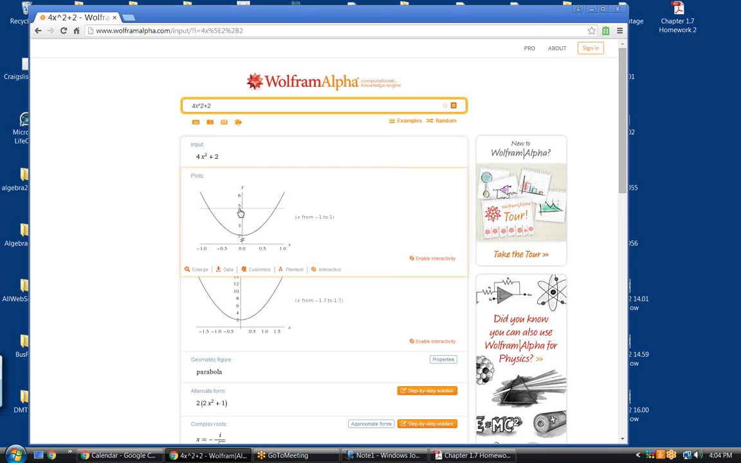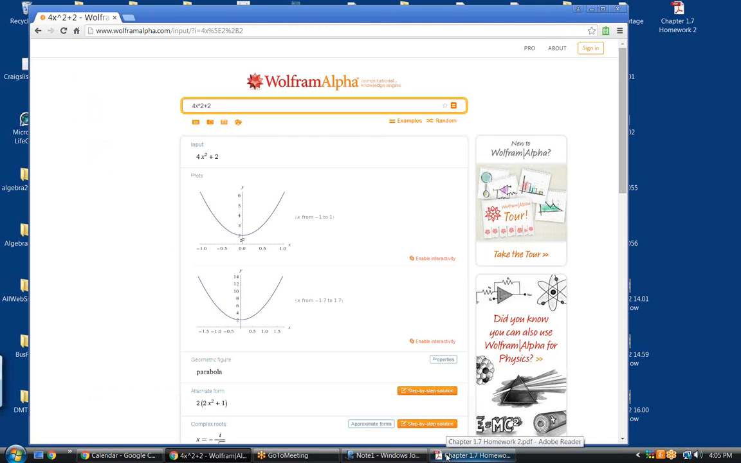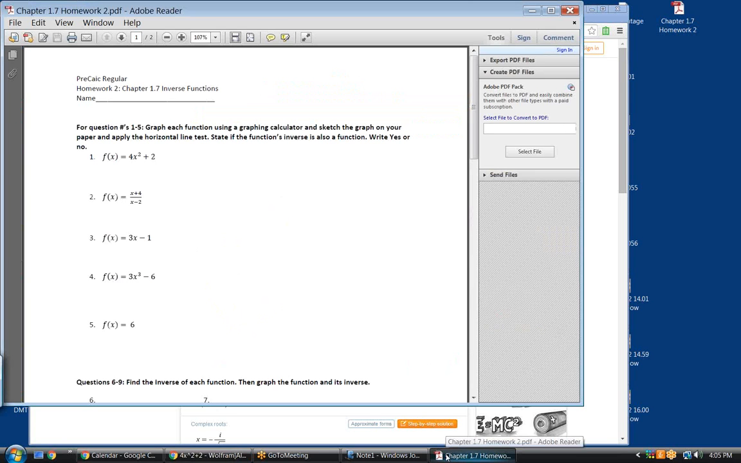It also gives you a close-in and a zoomed-out double graph of it. Notice the x-axis here is 0.5 and 1. It's the y-axis that's changed. Yeah, they've made the y-axis. No, the x-axis has changed a little bit. So there's the graph of it. The question says, sketch the graph on your paper. Never seen instructions quite like that, where it says graph it on the calculator and then graph it on your paper. And then apply the horizontal line test.